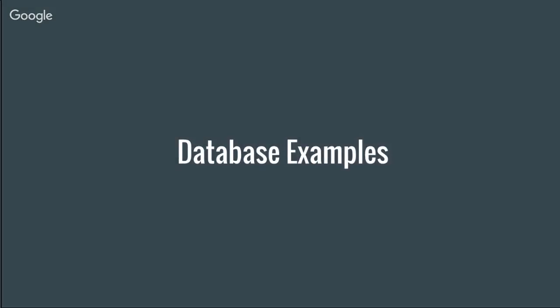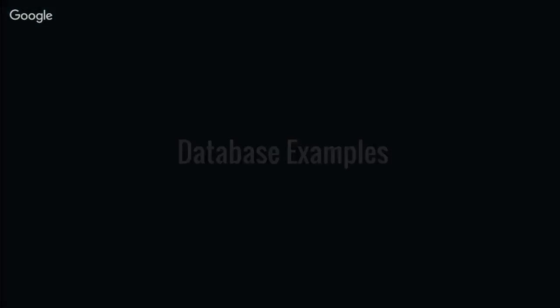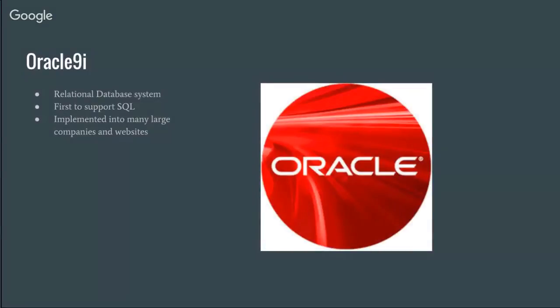Now I'm going to delve into a few examples of databases. The first example is a very popular relational database system known as Oracle. An Oracle database is a collection of data that is treated as one unit. It was the first database system to utilize SQL, as well as being the first database that was designed specifically for enterprise-grade computing, which is the most flexible and cost-effective way to manage information and applications.